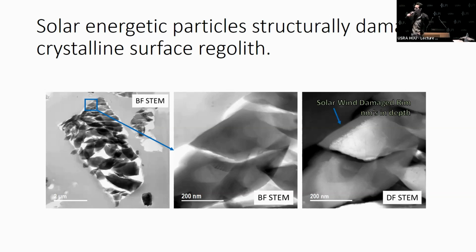One is a solar wind damaged rim that forms through low energy solar wind, primarily hydrogen and helium ions that penetrate nanometers beneath the surface of a grain, resulting in this layer of ionization damage. And then we also have solar energetic particle tracks, which form from higher energy solar energetic particles, mostly iron group nuclei that can penetrate millimeters beneath the surface, leaving behind these tracks of irradiation damage. Both of these features accumulate with continued exposure on the surface.